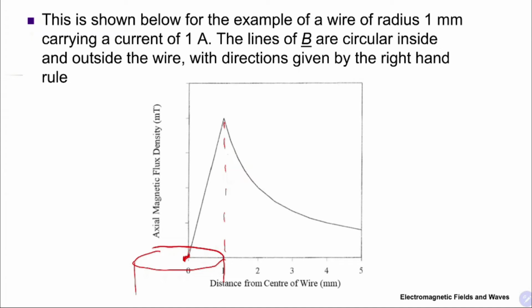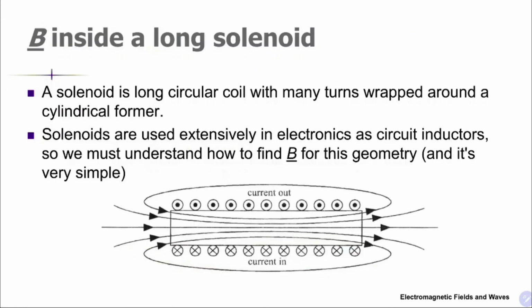And then for the direction, you can use your right hand rules to work out the direction of the magnetic flux density. So that is for a long straight wire. Next, a long solenoid. A solenoid is something like this.